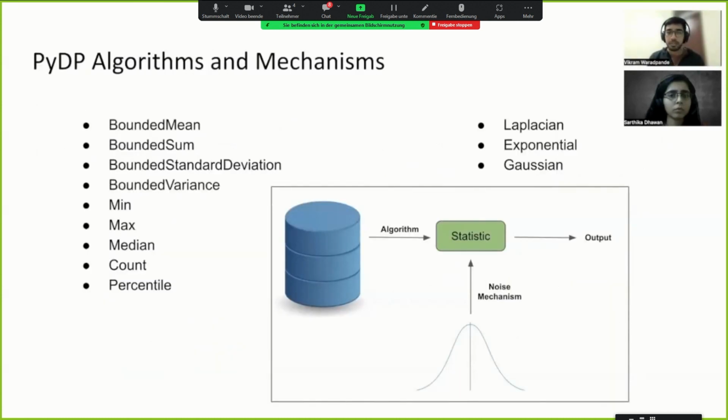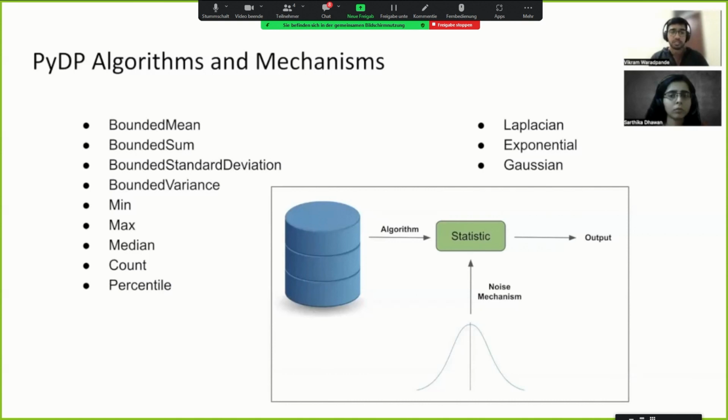Now let's come to PyDP and the different sorts of algorithms and mechanisms that exist within PyDP. So as Sarthika mentioned, PyDP is a differentially private library implementation in Python. And it has some algorithms which are frequently used in the code snippets, and they'll also be used in the code snippets which we will show later on.